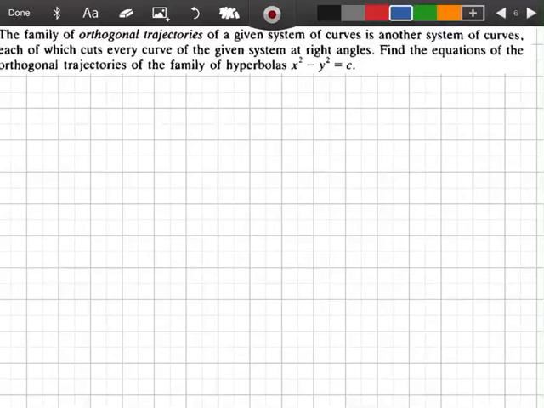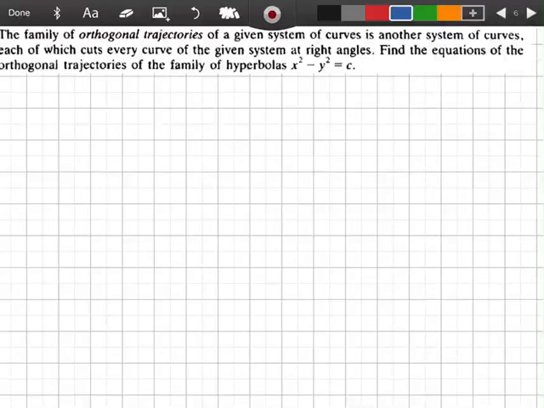For number 4, the family of orthogonal trajectories of a given system of curves is another system of curves, each of which cuts the curves of the given system at right angles. So, sabi nga niya, orthogonal trajectories. So, that means it will cut the system of every curve at the right angles kasi nga orthogonal. Find the equations of the orthogonal trajectories of the family of hyperbolas x squared minus y squared equals c.